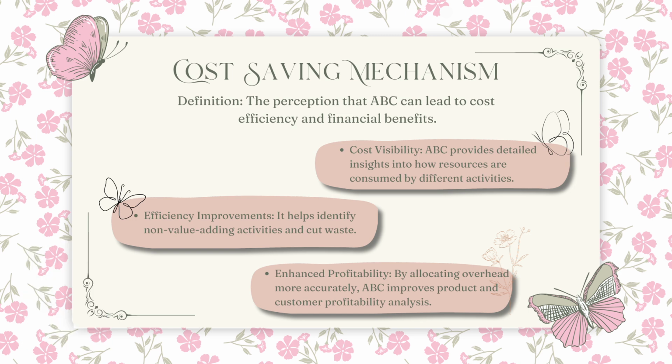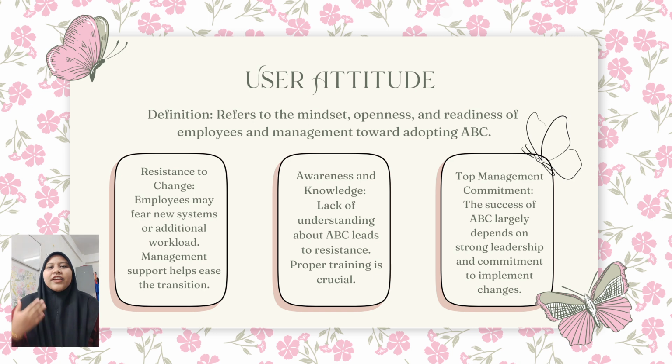On the other hand, the third factor is the attitude of the people using ABC. This refers to the mindset, openness, and readiness of employee and management towards adopting ABC. Some employees might resist change because they are worried about learning a new system. Some of them also might not understand ABC, so training is very important. The success of ABC also depends on the strong leadership and commitment to implement change.